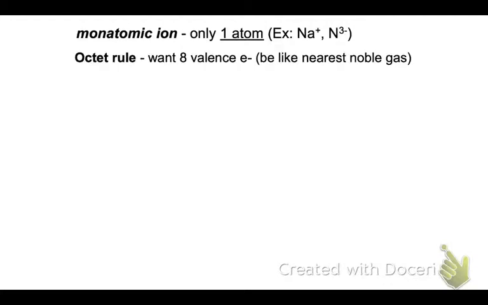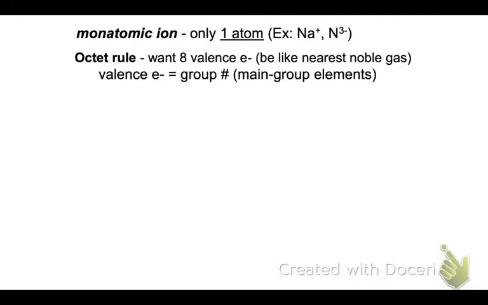Octet rule is really what controls what kind of an ion we will have, because elements tend to want to gain electrons or lose electrons to have 8 valence electrons. And the reason why they like that is because that will put them to look like the noble gas with the highest stability. Things always change to become more stable. I always teach my students stability is the driving force for nature.